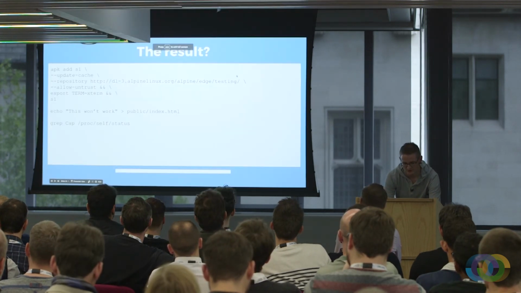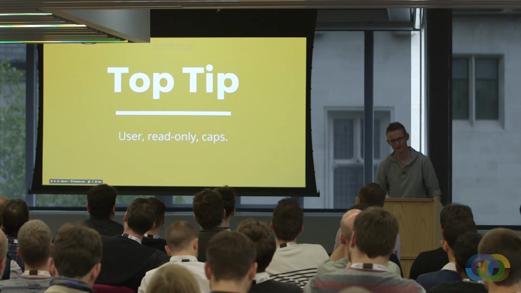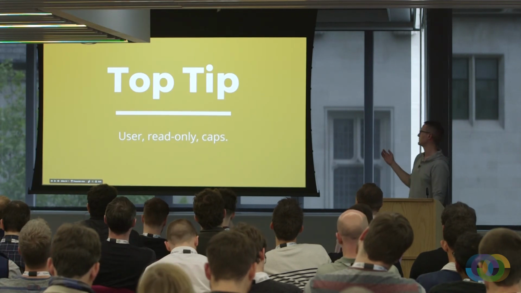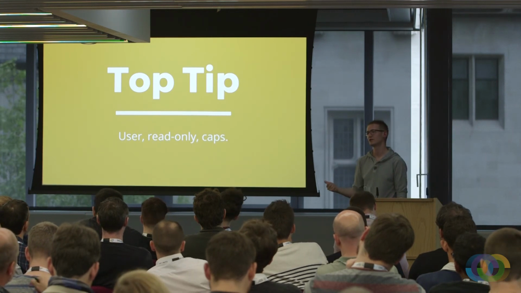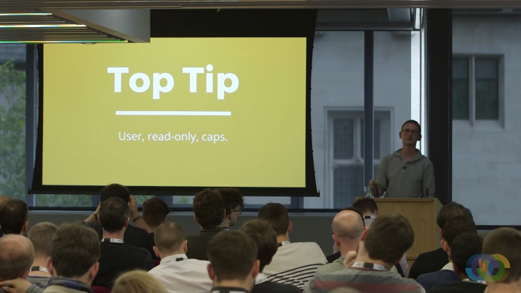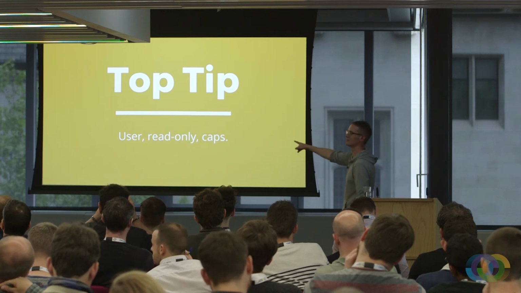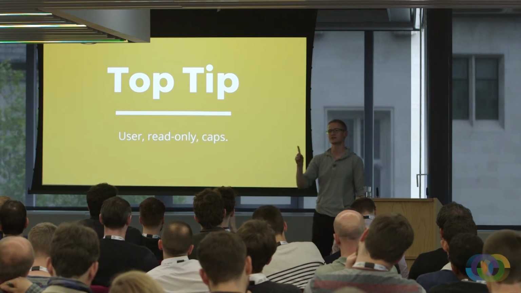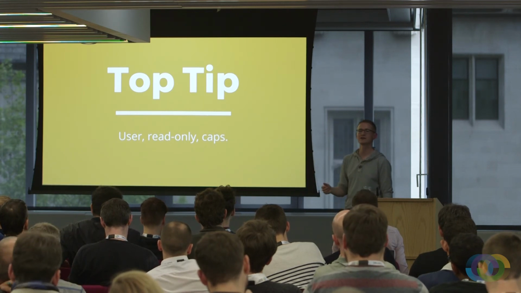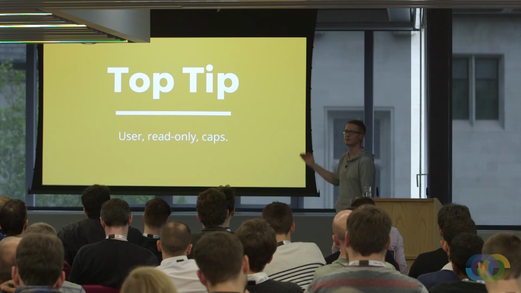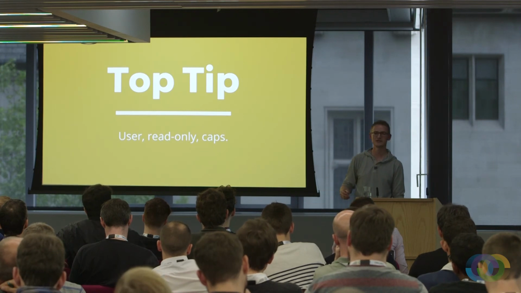Top tip number 2, or 3, I can't remember. When you're writing your Docker containers, set a user, make it read-only if you can, use capabilities. Out of those, the read-only bit is the simplest. It's one line in your orchestrator, it's dead simple. The user is a little bit more tricky, but quite easy depending on your distribution. Capabilities, probably the most complex.